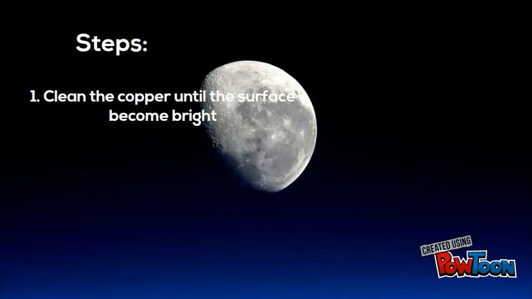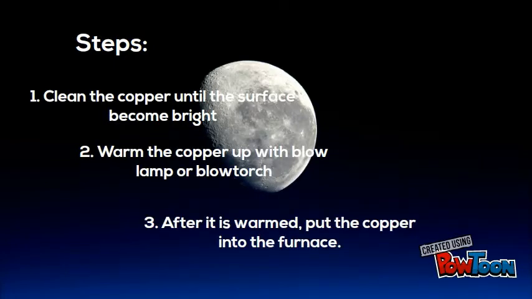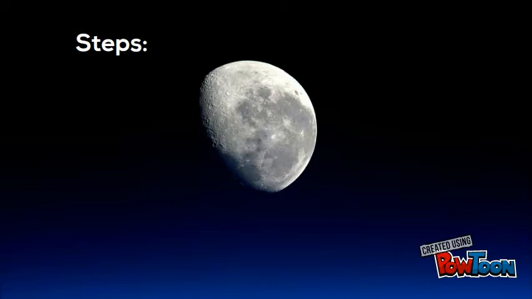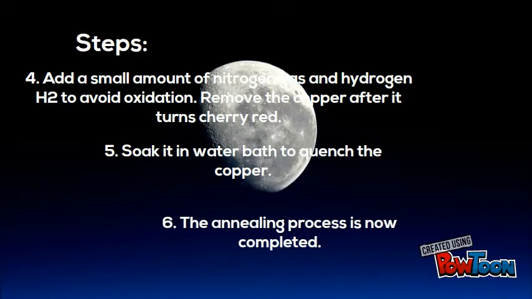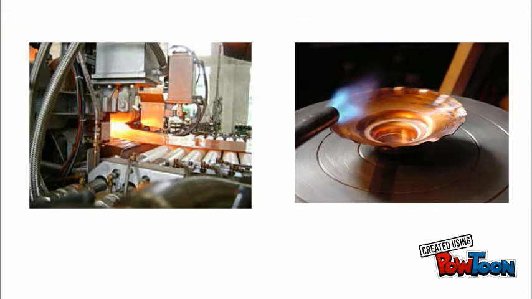One. Clean the copper until the surface becomes bright. Two. Warm the copper up with a blow lamp or blowtorch. Three. After it is warm, put the copper into the furnace and add nitrogen with a small amount of hydrogen. Hold it until the color turns to cherry red. Four. Quickly cool the copper by quenching it in a water bath. Five. The annealing image of the annealing process of copper.